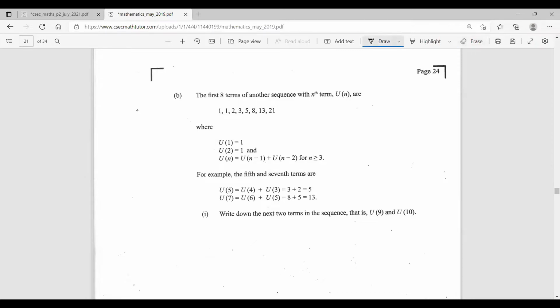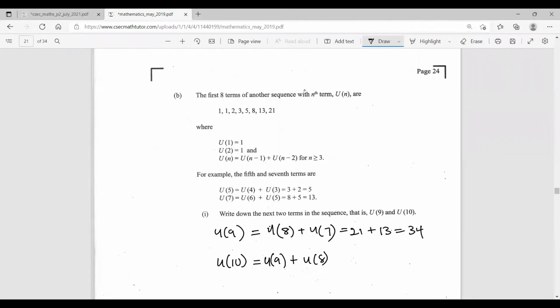So tell me, they said write down the next two terms, that is U9 and U10. What is U9? How to work out U9? U8 plus U7. How to work out U10? U9 plus U8. What is U8? 21. What is U7? 13. Giving us? 34.